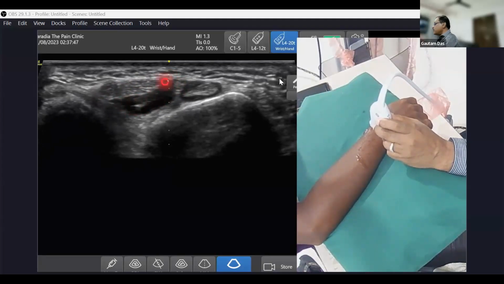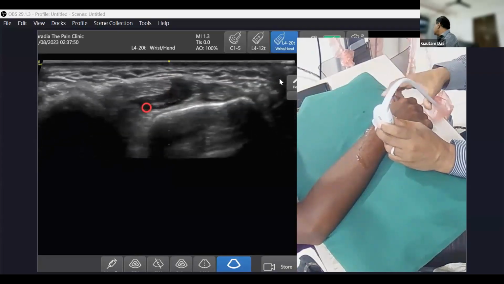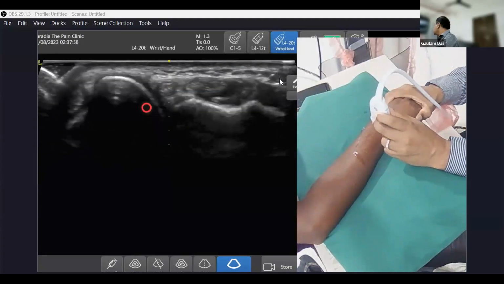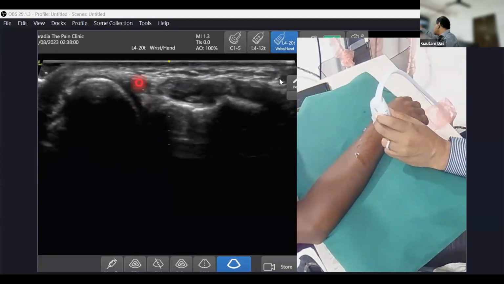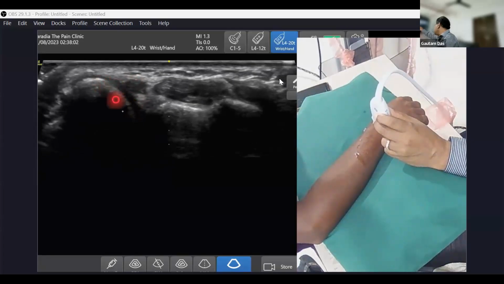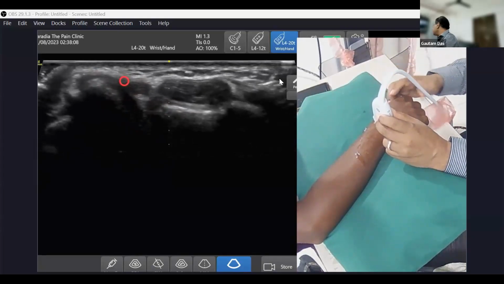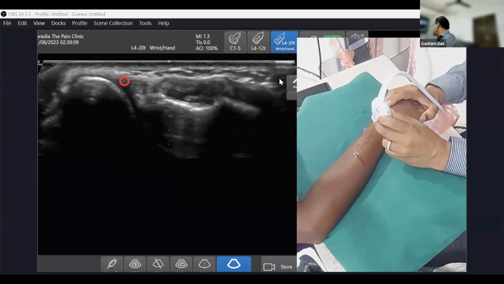So now, if I'm going more towards the ulnar side, then you'll be able to see the extensor digiti minimi. This is your extensor digiti minimi. Remember, extensor digiti minimi lies between the radius and ulna. This is ulna, this is radius, the extensor digiti minimi. This is your fifth compartment. That is also a superficial muscle.